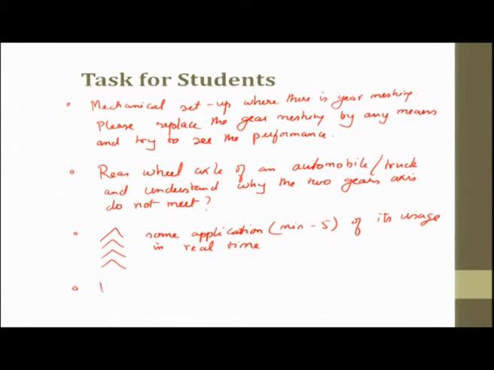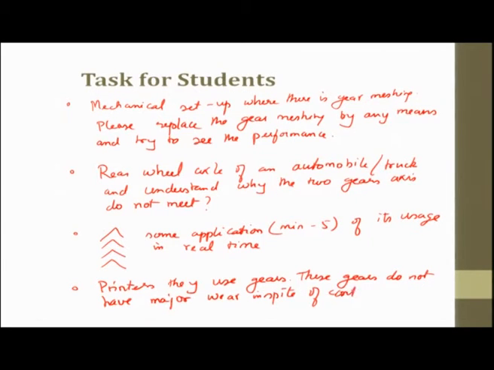And the last one is, in printers they use gears. These gears do not have major wear in spite of continuous working. How is this happening? So, these are the 4 things which are attached to gear. Please look into those gears, and it will also be a good idea if you can write down the types and number of gears used in a printer.